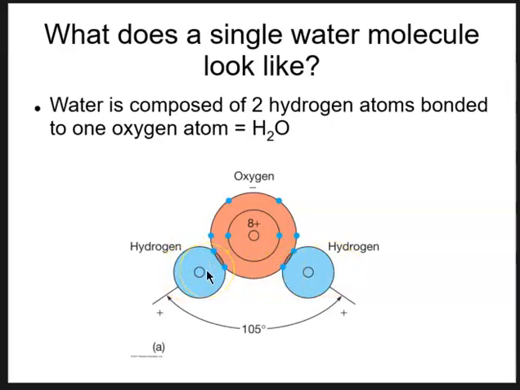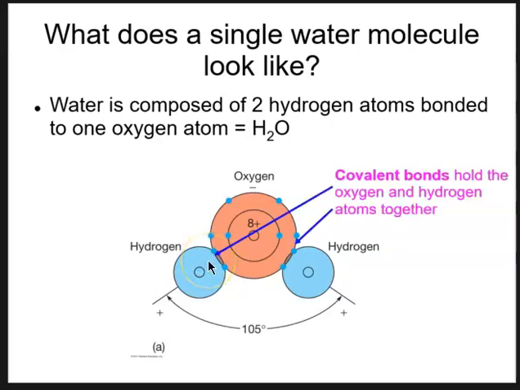And if you recall from the previous video, we learned that the type of bond that is represented when you have 2 atoms sharing electrons is called a covalent bond. So the covalent bonds hold the oxygen and the hydrogen atoms together.